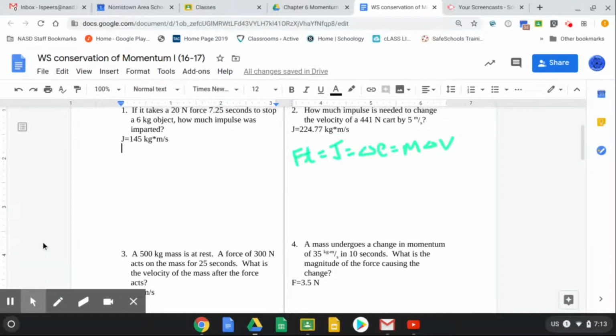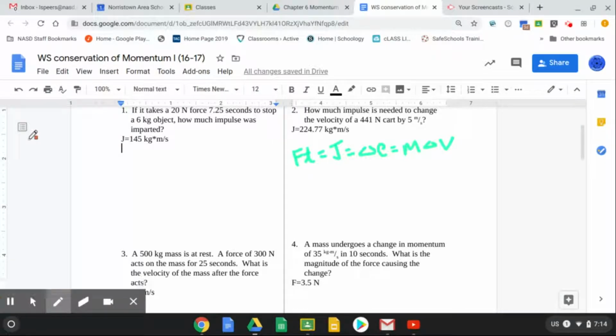Okay, so this first problem says it takes 20 newtons of force, 7.25 seconds to stop a 6 kilogram object. How much impulse was imparted? All right, so I got the mass. Good. To stop, which means it goes to 0. Oh, but I don't know what velocity it starts at, so I really can't do a change in velocity. But I've got a force and a time interval. So it looks like I can use that side of the equation.